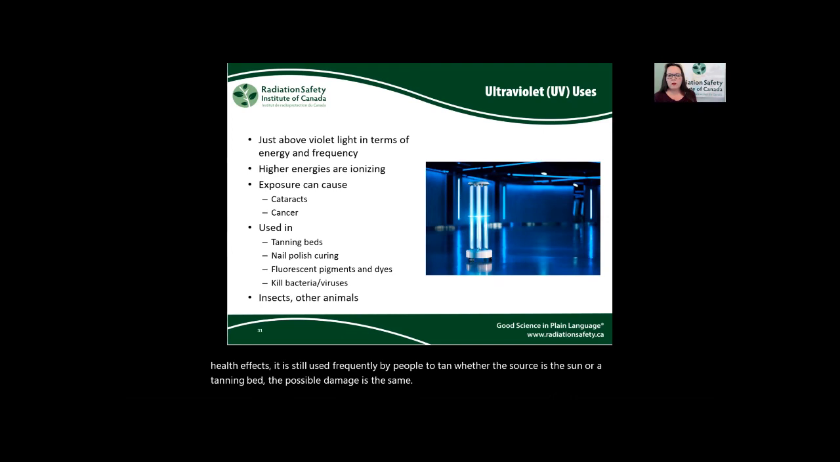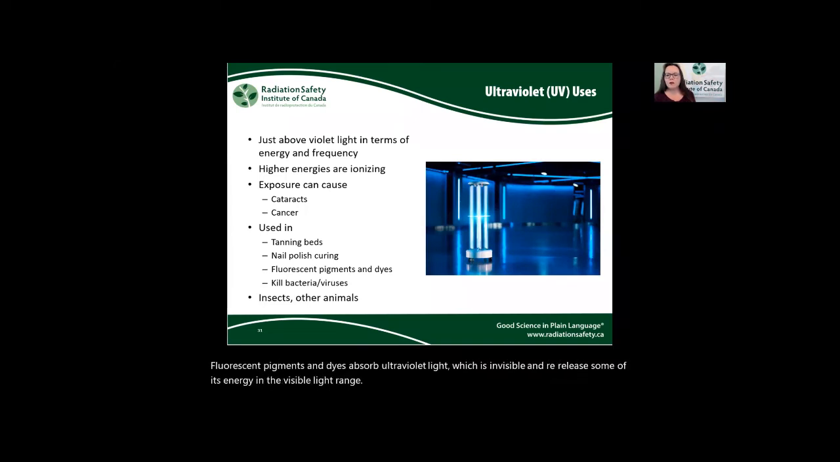Other uses of ultraviolet light include using low energy UV to cure gel nail polish. You should ensure UV lights for this purpose are low energy UVA. Fluorescent pigments and dyes absorb ultraviolet light, which is invisible, and re-release some of its energy in the visible light range.